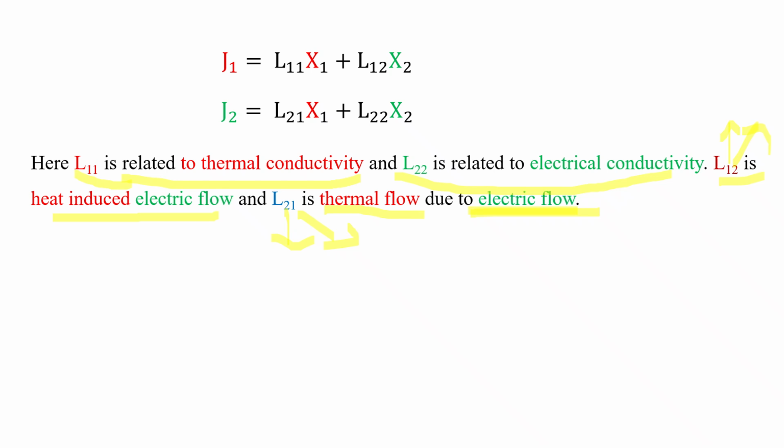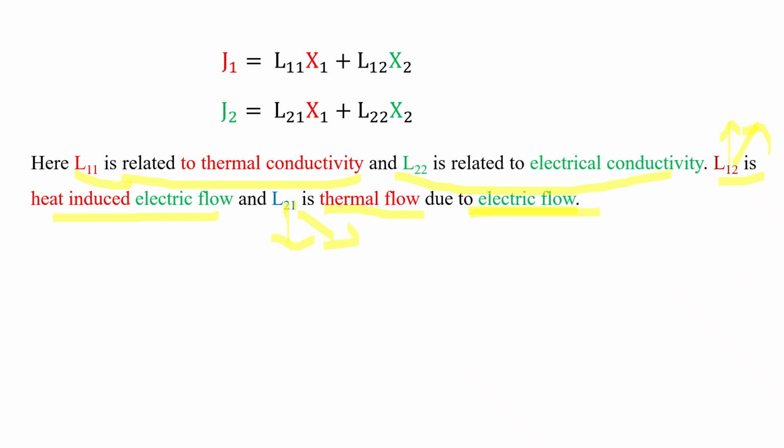So the 2 1 is the thermal flow due to the electrical flow. The 1 always represents the heat and 2 always represents the electricity. 2 1 means the thermal flow due to the electrical flow, which we have already discussed in detail in the Onsager reciprocal relationship.